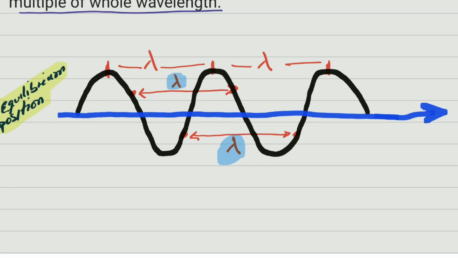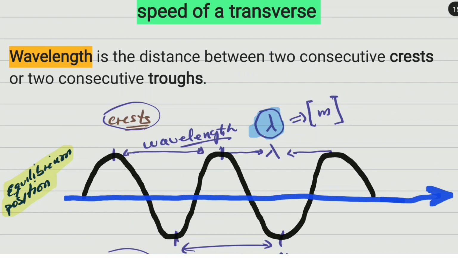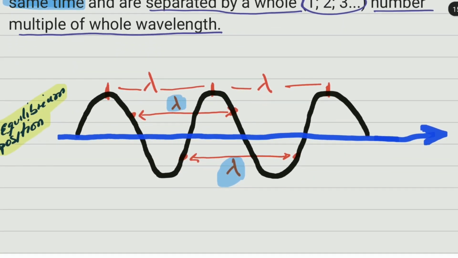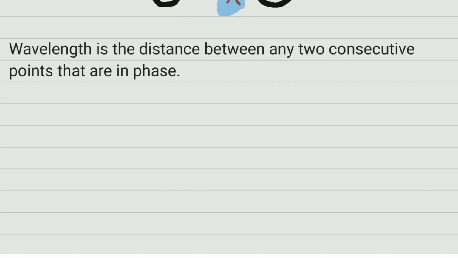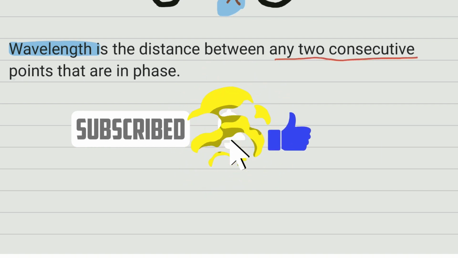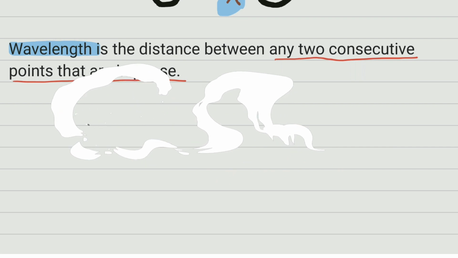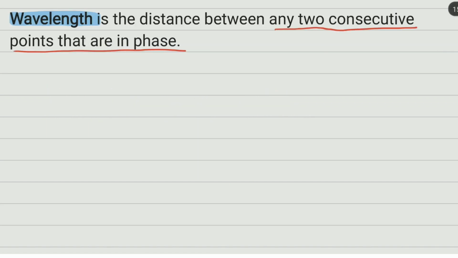And from here, we get a new definition for wavelength, which is the most complete one. Wavelength is the distance between any two consecutive points that are in phase. This is now the more general definition for wavelength, and also the one that we are going to be using more.